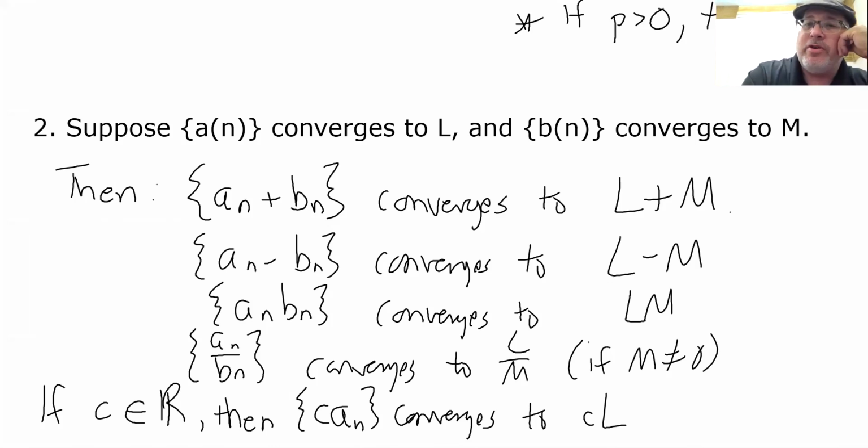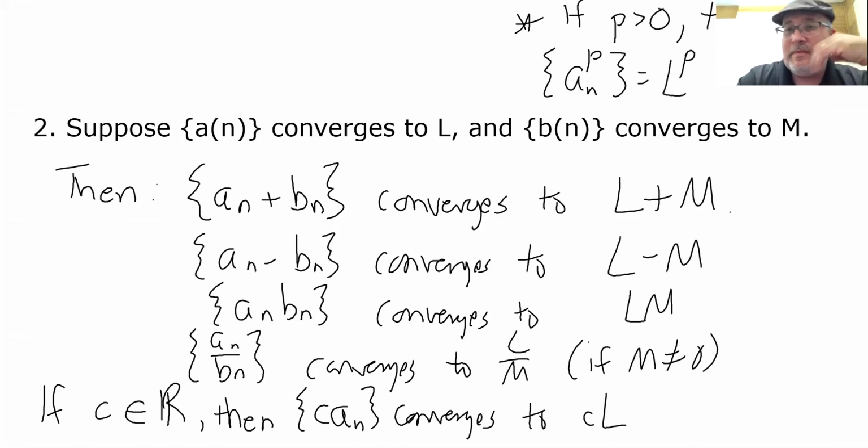If P is greater than 0, then the sequence, the nth term raised to the P power, converges to L to the P. And we could probably even say greater than or equal to 0, but putting the 0 there would be silly. Anything to the 0 power is 1 except 0, and that's the reason we exclude it, because one of the terms might be 0, and 0 to the 0 would be undefined.